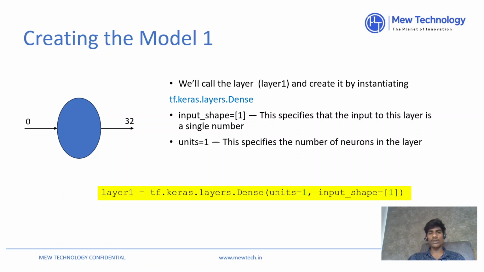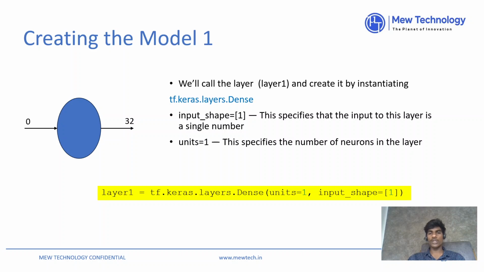What is this code? It is my model creation code. Here I initialize how many layers I use and how many neurons. There is only one layer, and layer 1 is my layer name. Inside this I use the TensorFlow and Keras library to create one layer. In this layer I pass two parameters: one is input shape, and another is units equal to 1.